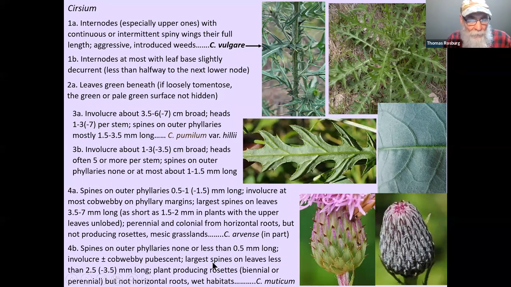There's a difference a little bit in the size of the spines on the leaves, as it says here. Spines on leaves, 3.5 to 7 versus less than that. So again, I don't have a picture of that, but those are the spines on the margins of the leaves. You probably know where Canada thistle grows. It does tend to be, I would say in general, mesic grasslands, the wet mesic grasslands. But swamp thistle really grows in pretty wet places. That would be too wet for Canada thistle.